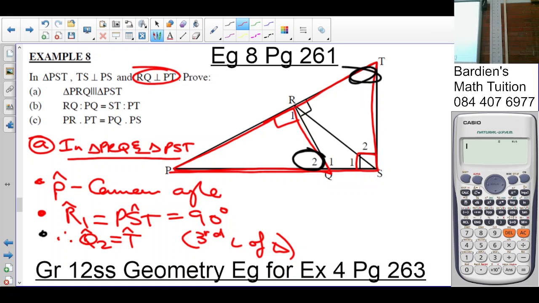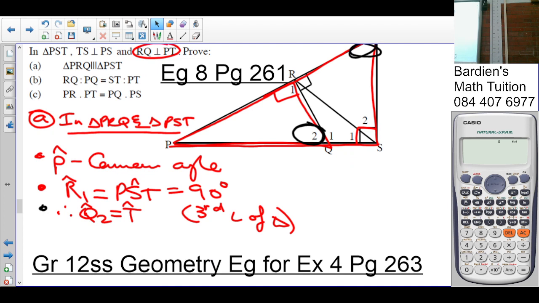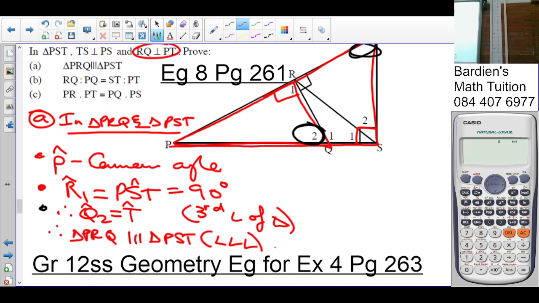Is that enough information to conclude similarity? Yes. So what do I say here? I say therefore triangle PRQ is similar to triangle PST. Why? Angle, angle, angle. We prove similarity using three angles. Okay? Does it make sense?